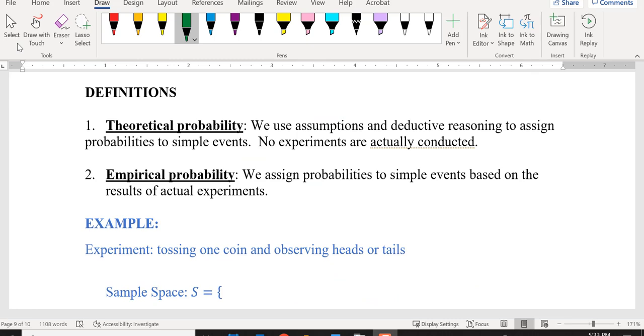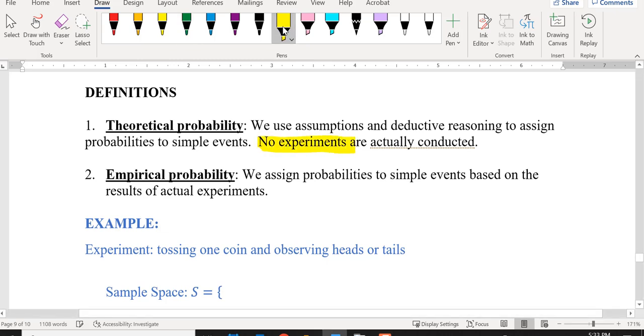Now let's talk about the difference between theoretical probability and empirical probability. For theoretical probability, we use assumptions and deductive reasoning to assign probabilities to simple events. There are no experiments actually conducted. No experiments for theoretical. For empirical probability, we assign probabilities to simple events based on the results of actual experiments. So we actually do the experiment.